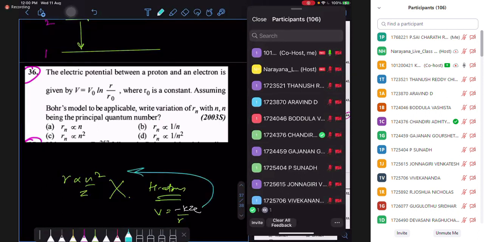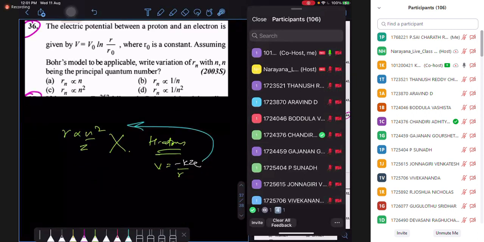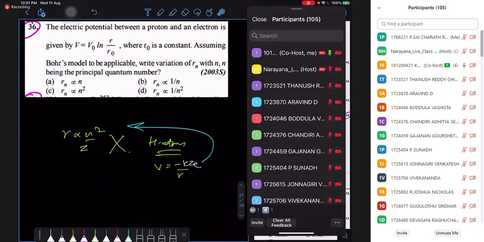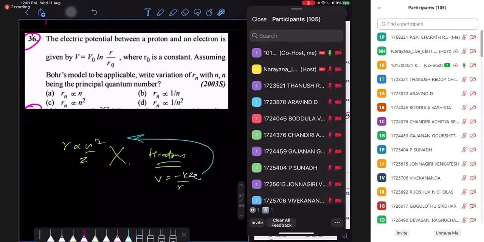So I have to derive the result. How we derive it here is very simple. We have applied just two equations. One is that I have to balance the centrifugal force; the centrifugal force is provided by the attraction. And the second one is our quantization principle. Only two equations we have used. No third equation we have used.